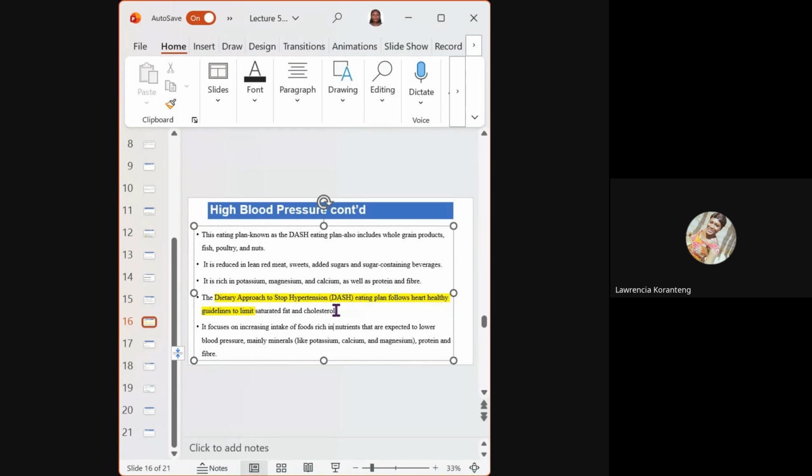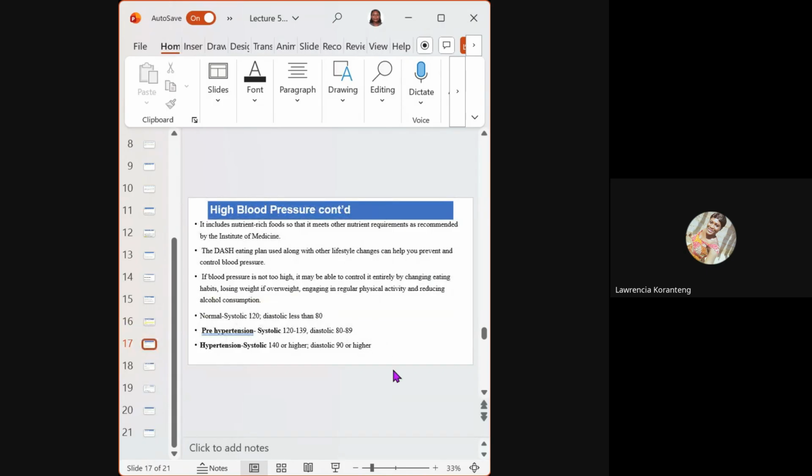Dietary approaches, and it follows a healthy guideline. The main thing is that it limits the intake of saturated fat and cholesterol. It focuses on increasing the intake of foods that are rich in nutrients that will help to lower blood pressure and maintain minerals like potassium and the rest. It includes a lot of fiber in your diet, and reduces sodium intake so that you maintain a normal blood pressure.